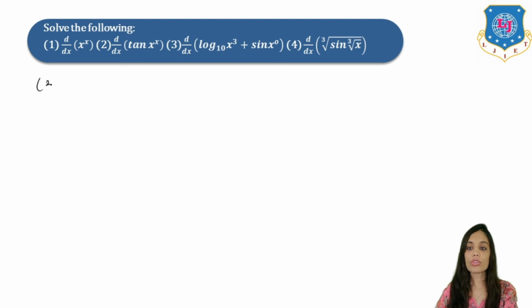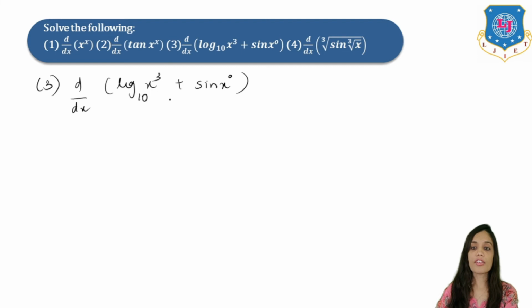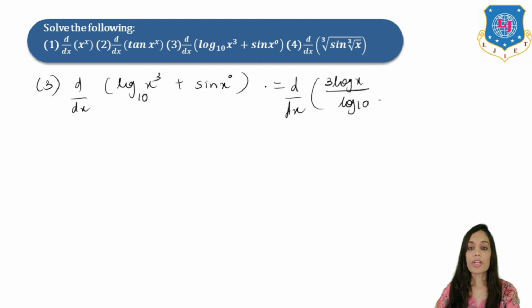So now let us go to the third example. We have to find the derivative of log x cube to the base 10 plus sine x degree. Right? So we have to modify this example. So d by dx of, first separate the bases. So it will be log x cube, but I can write it as 3 log x upon log 10. Right? Plus sine x degree. So I will multiply by pi by 180, so it will be pi x upon 180 to remove this degree.